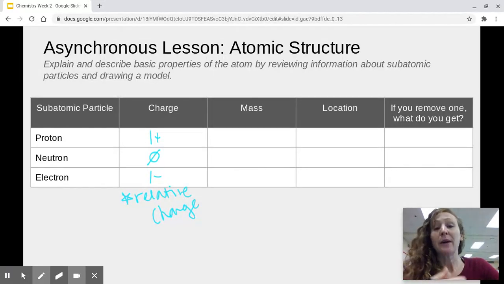So a proton's charge is 1 plus relative to the electron. An electron's charge is 1 minus relative to the proton. The magnitude of their charges is the same. It's just that sign that is opposite. And so rather than dealing with the super bulky actual measured charges, we deal with this relative charge.